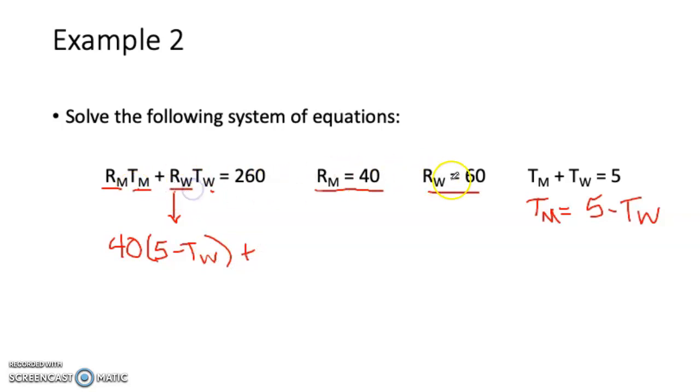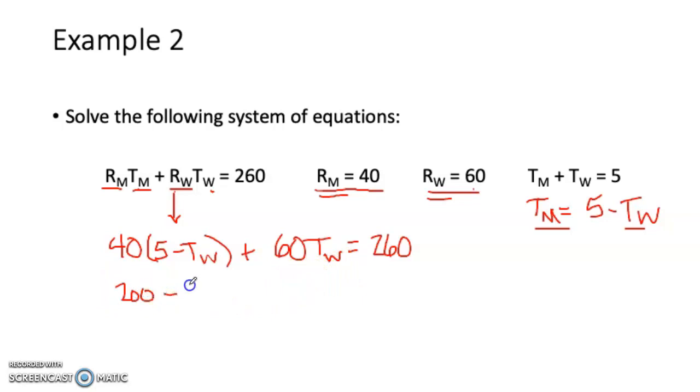What's R of w? Oh, I have a 60 here I can put there. And do I know T of w? Well, I could resolve this for T of w, but if I just write T of w, now I have an equation with all T of w's in it. It's just one unknown now, and I can solve. So I substituted R of m, I substituted R of w, and I substituted T of m, and I left T of w alone so that I had one variable to solve for.